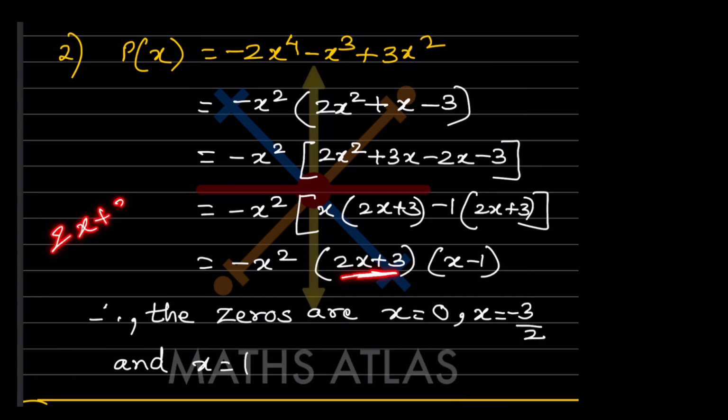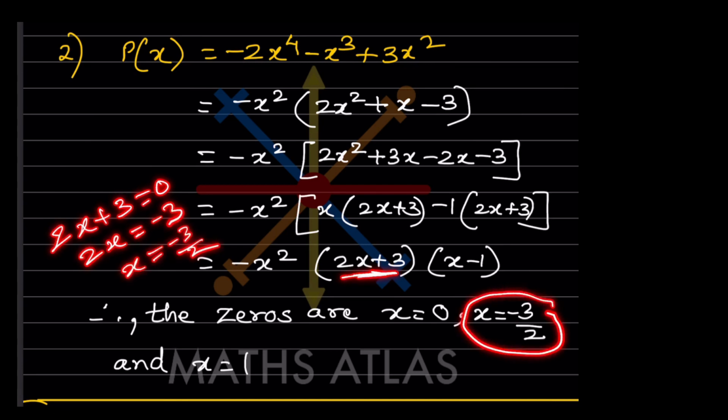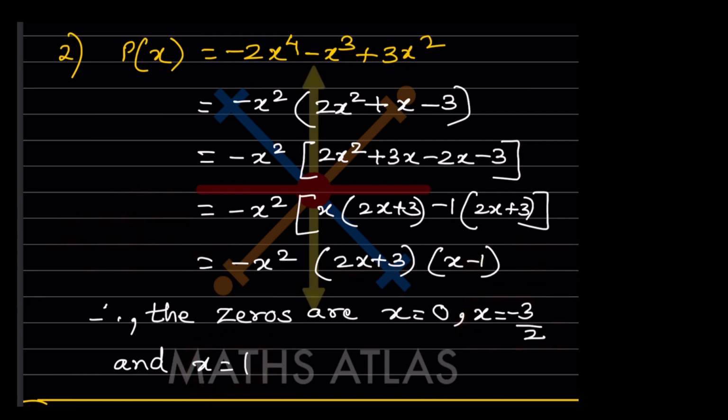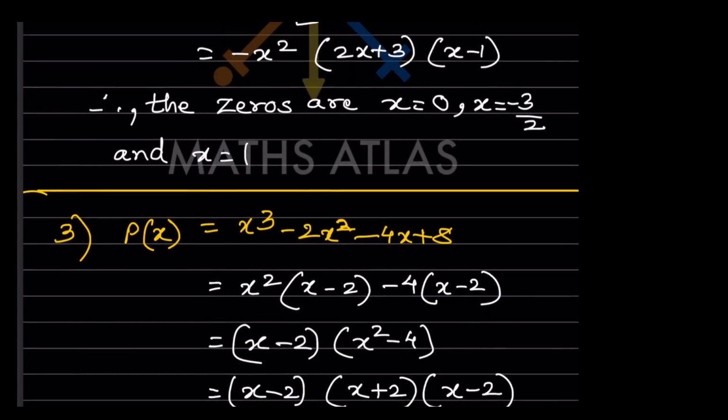Now look at this part. 2x plus 3 is 0. So what will you write here? 2x is going to be minus 3, so x is going to be minus 3 by 2. And here x minus 1 is 0 means x is going to be 1. So the zeros are x is 0, x is minus 3 by 2 and x is 1.